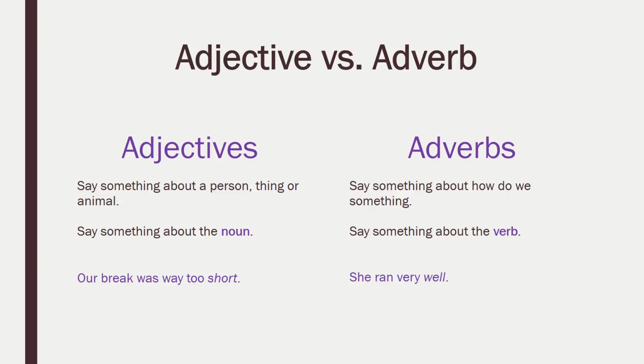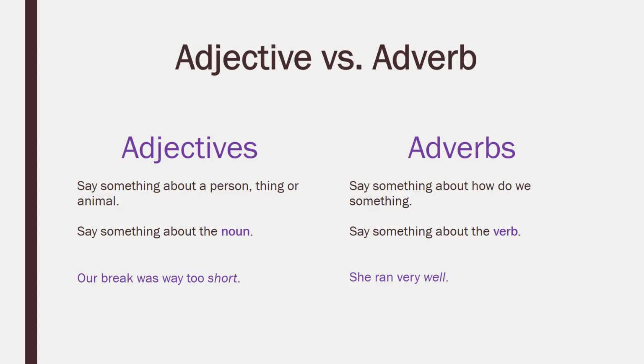So now we've come to adjective versus adverb. It's just a recap, a samenvatting. So adjectives, they say something about a person, thing or animal. And they say something about the noun. Zelfstandig naamwoord. Our break was way too short. Short says something about the break. The break was very short.